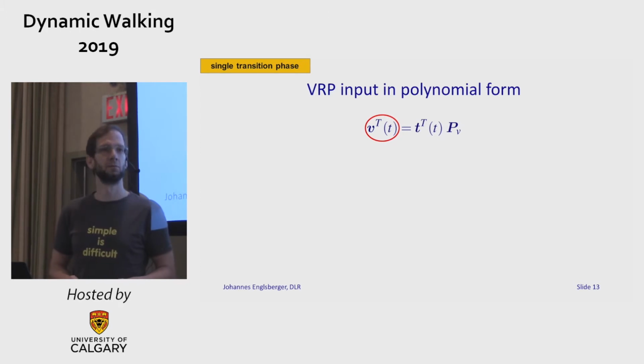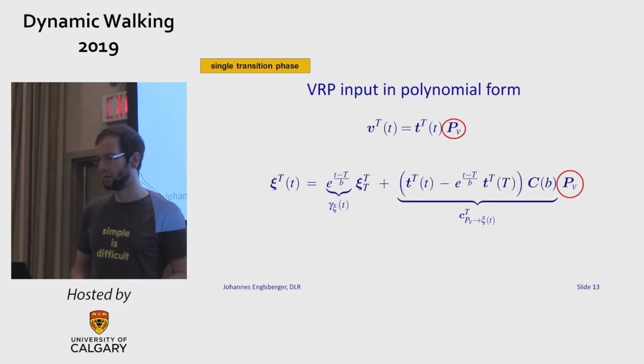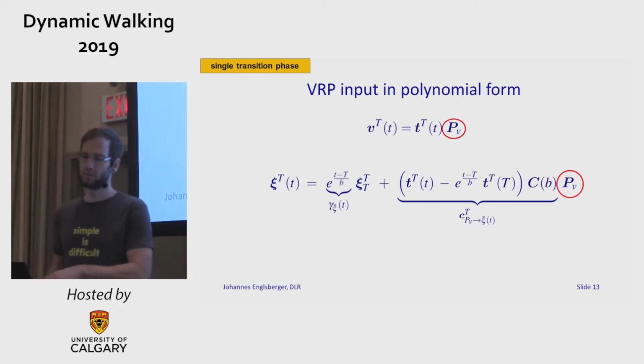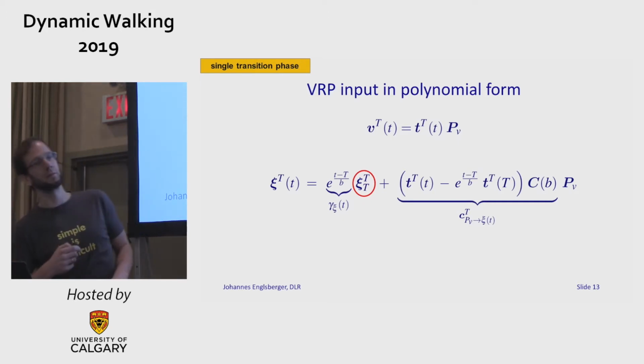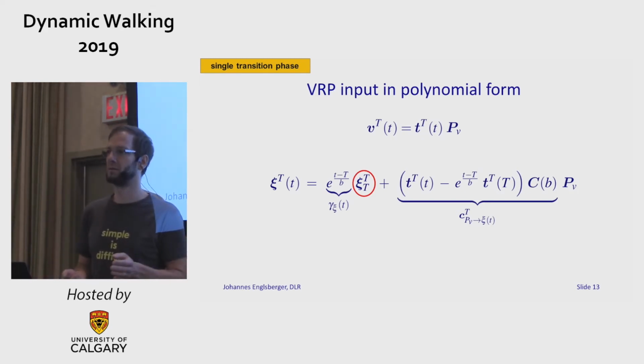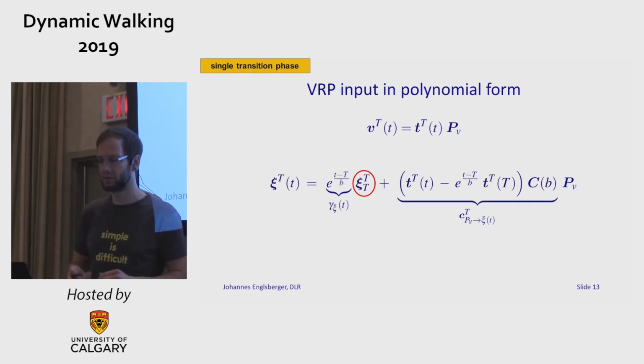Now you insert the VRP in the DCM ODE, solve the first order system, very easy to solve, to yield the DCM trajectory over time using this polynomial parameter matrix and the DCM at the end of this single interpolation here as an input. These are single transition phases, as you can see on top. So there's one of these for each of the previous single transition phases.